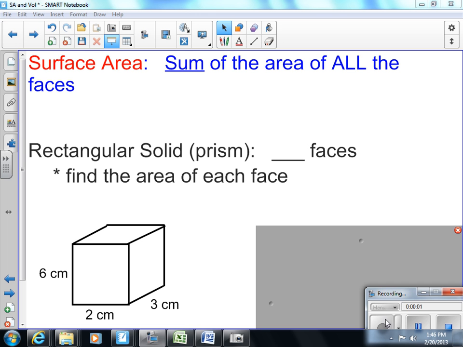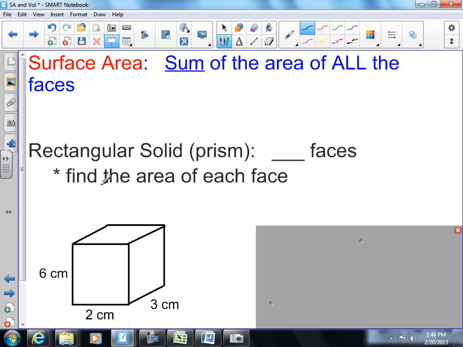Today we're going to be working on finding the surface area of solids. We're going to work on three basic solids: rectangular prisms, triangular prisms, and cylinders. So I want you to write down an example of each one, please. This is why yesterday it was really important that you could identify the faces, because to find the surface area, you're finding the area of all the faces.